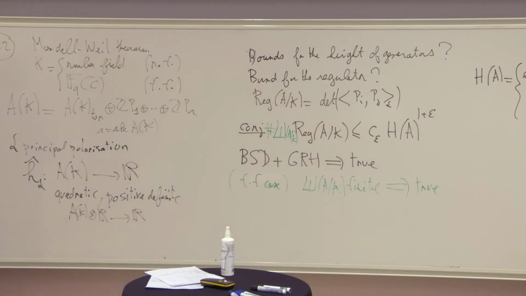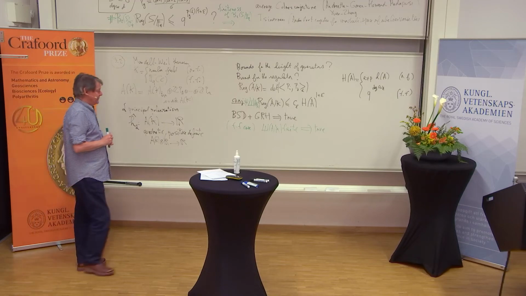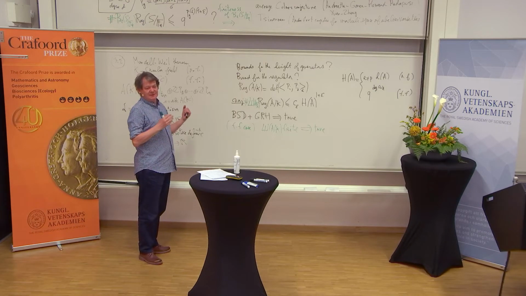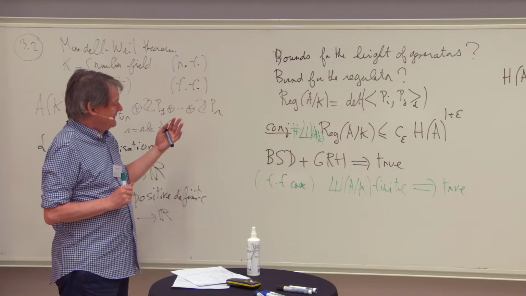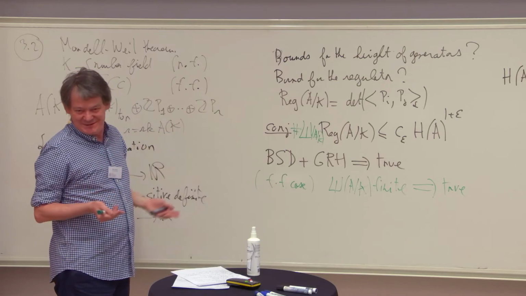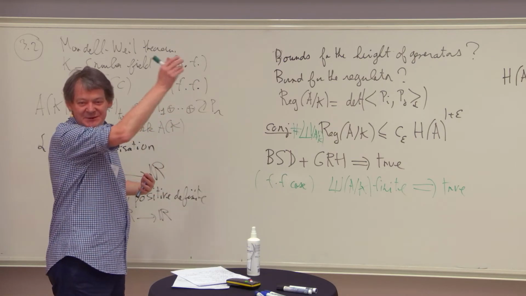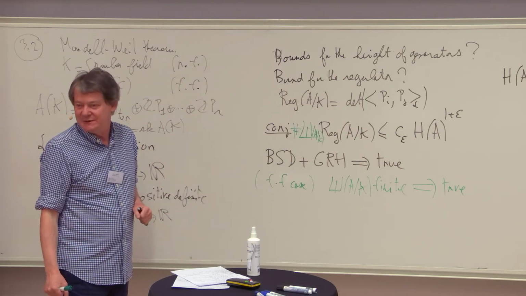Over number fields, unfortunately, there's only finitely many abelian varieties or elliptic curves for which the conjecture has been proven. So there's no unconditional statement, because you need at least an infinite family to have a statement that is meaningful.